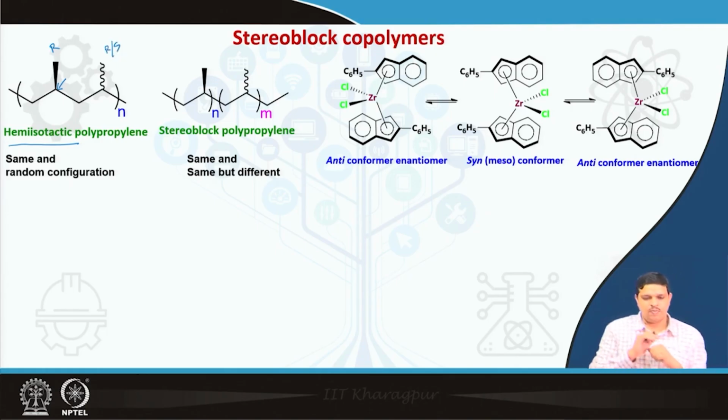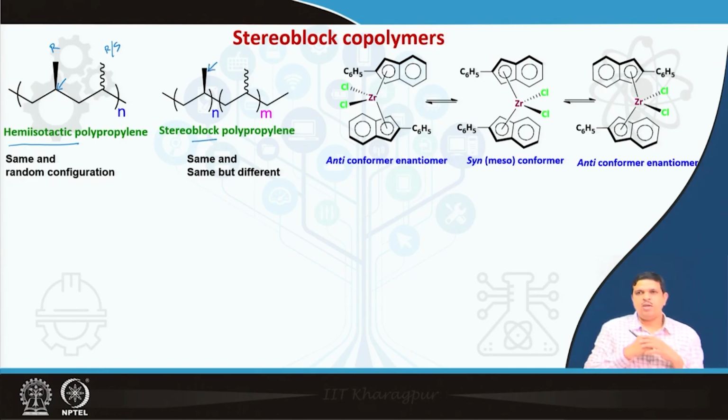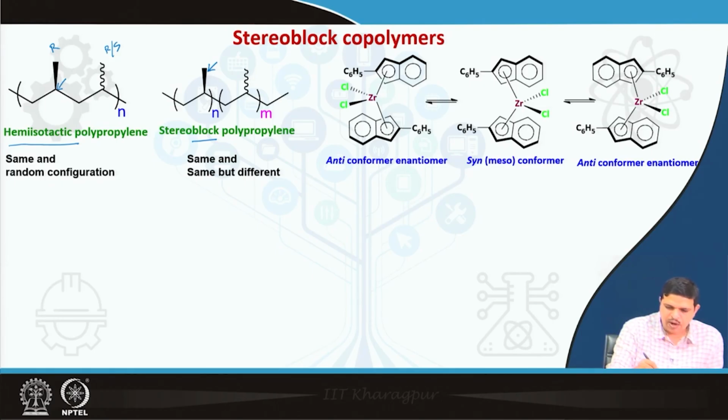There will be no order. But in the stereo block propylene, you know the block copolymers we have discussed in the beginning. So you see that this is a block. Here it will have a particular configuration, that methyl will be, and the other block will have the same but different.